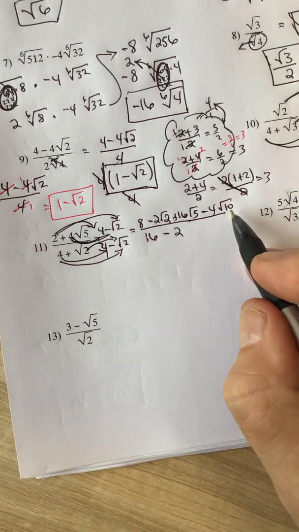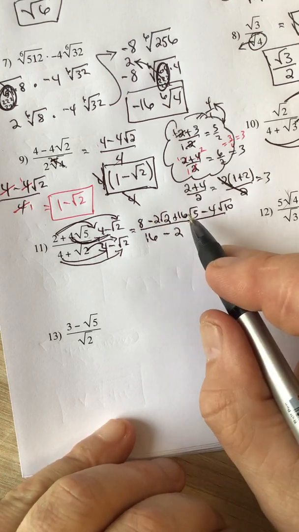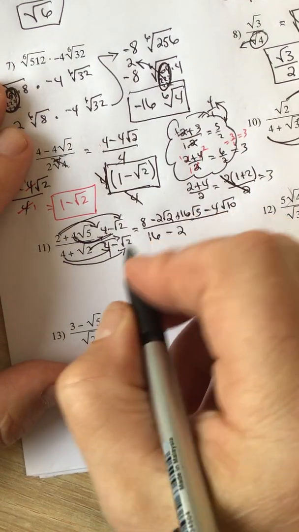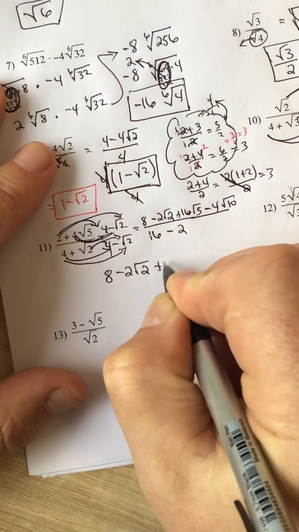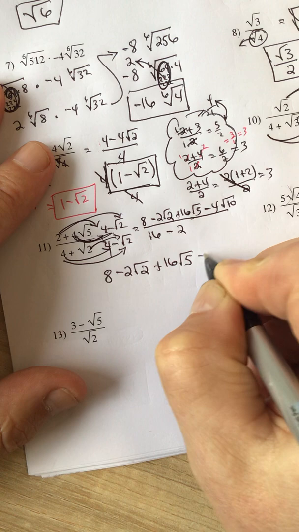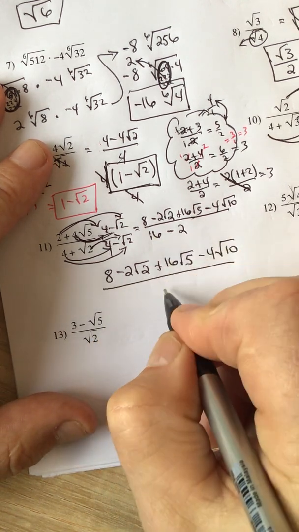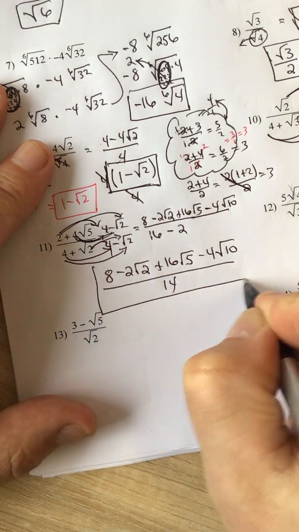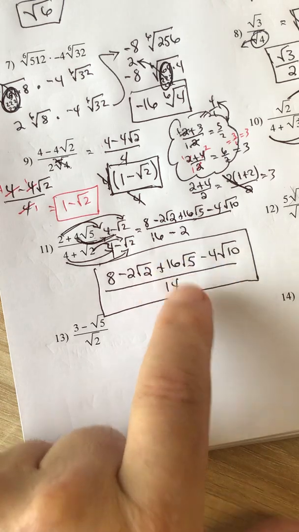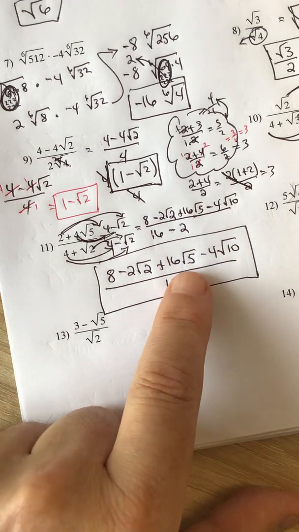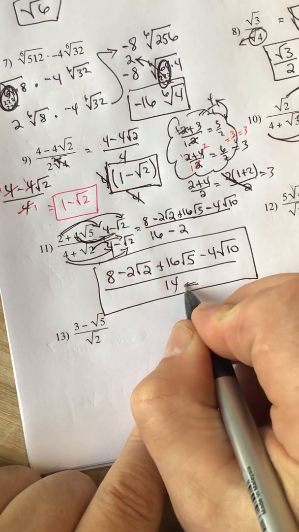Now I'd look at that to simplify, which it does not, so I'm good. None of them go together. A 2, a 5, and a 10 will not go together, so that's the answer to the top. So the top is 8 minus 2 roots of 2 plus 16 roots of 5 minus 4 roots of 10. That's as simplified as the top can get, all over 14. And that's considered simplified. I know it looks more complicated than when it started, but the bottom has no square root in it.